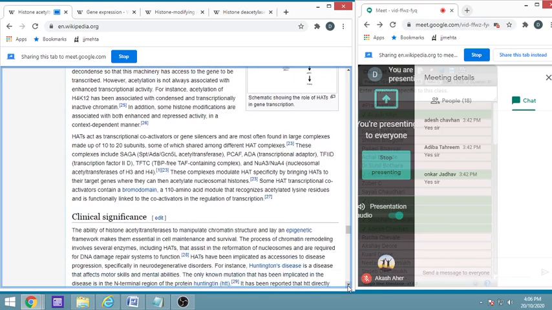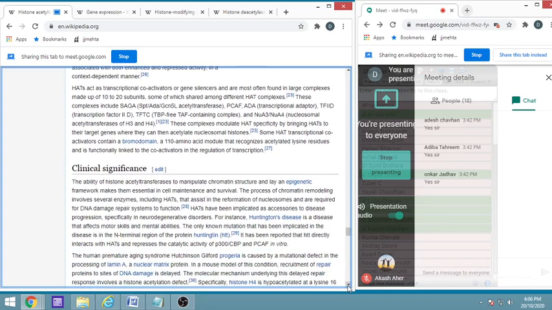Now what is the clinical significance of that? A very simplistic way I can tell you is, wherever these activities are happening one after another, that much portion can be easily uncoiled from the histones, and that can then be easily either replicated or transcribed.